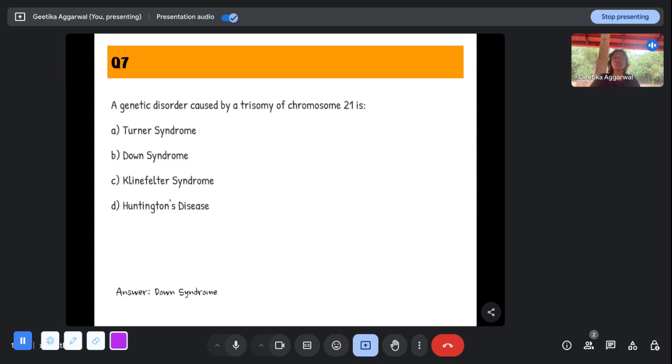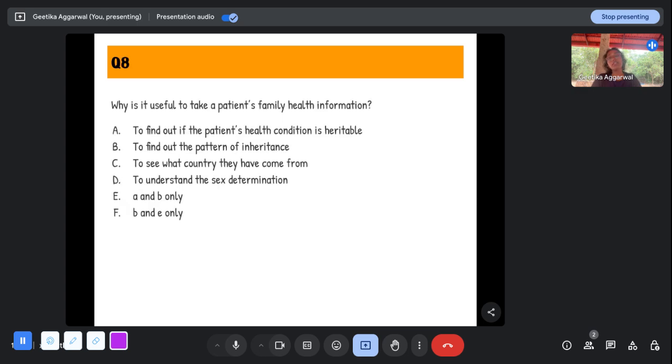So, the correct answer to this question is the Down syndrome. As we just discussed, Down syndrome is when the chromosome number 21 gets an extra copy and it leads to defects in development. Why is it useful to take a patient's family health information?